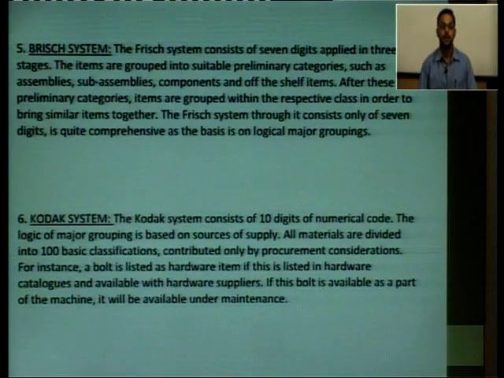The British system consists of 7 digits applied in 3 stages. The items are grouped into suitable preliminary categories such as assemblies, sub-assemblies, components and off-the-shelf items. After these preliminary categories, items are grouped within the respective class in order to bring similar items together. The Frisch system, though it consists only of 7 digits, is quite comprehensive and based on logical major grouping.